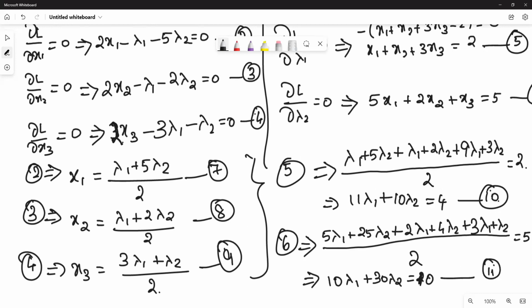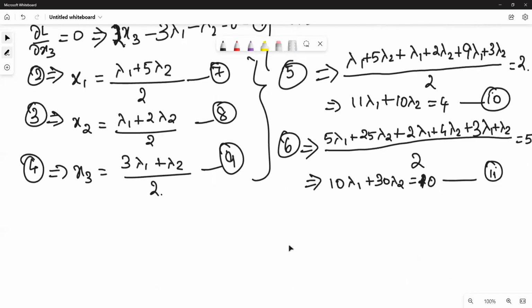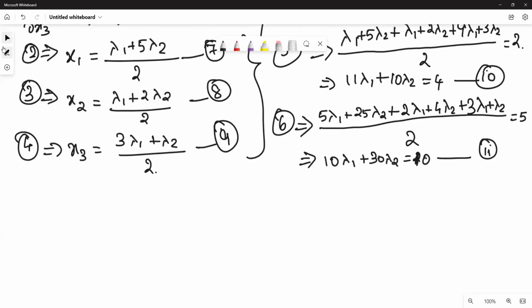Now you see equations number 10 and 11 are nothing but a system of equations with two unknowns λ1, λ2. So I am going to make use of the calculator to find the values of λ1, λ2 first. So using equations 10 and 11, by solving as a system of equations with two unknowns, in the calculator I am going to get the values of λ1, λ2.